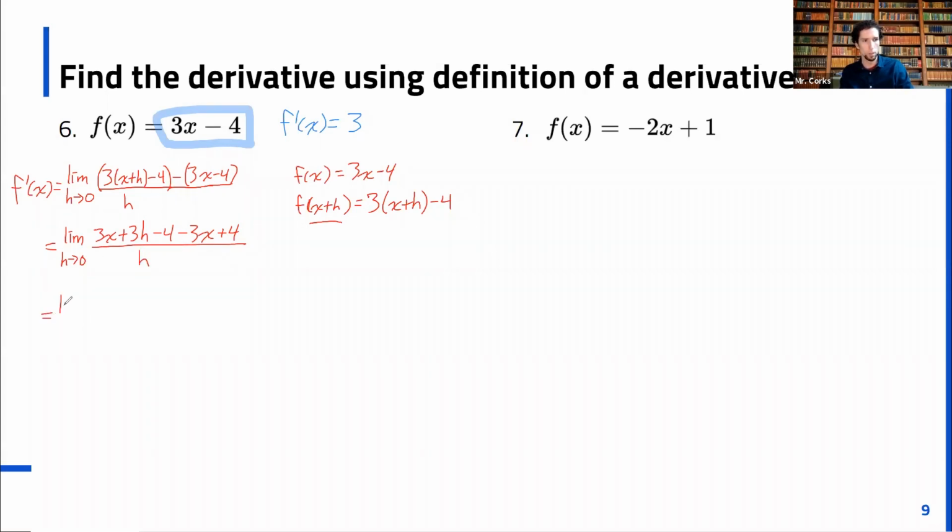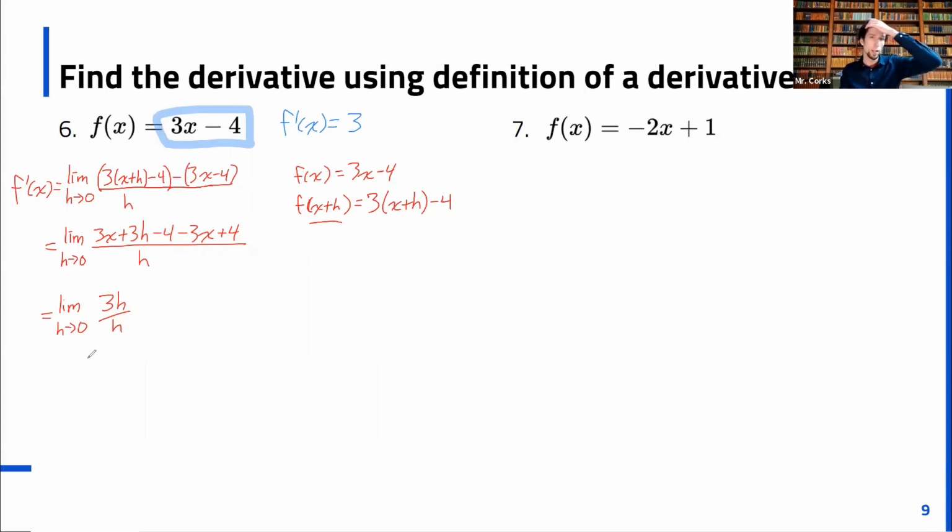So now we can see lots of things are going to eliminate. We have 3x minus 3x. Those are both gone. We have a negative 4, a positive 4. Those are both gone. And we're left with just 3h over h.